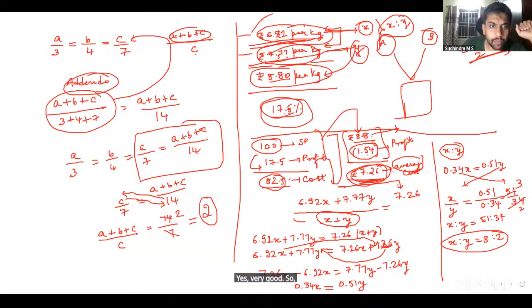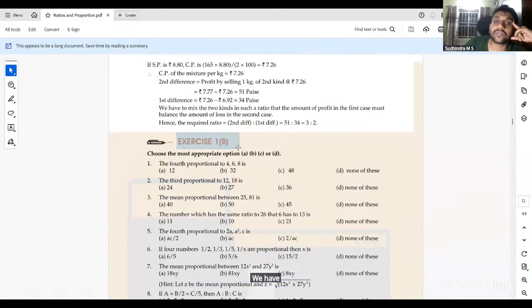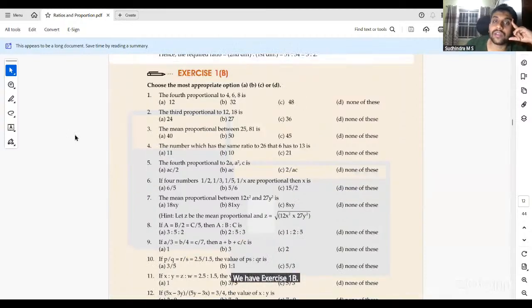So we'll go back to the study material, institute study material. In page number 1.12, we have exercise 1B. Look at the first question. Simple. They're asking you the fourth proportional.